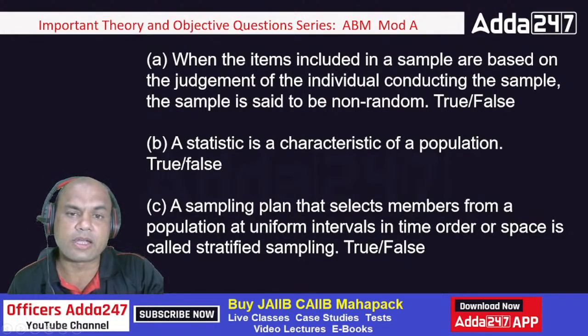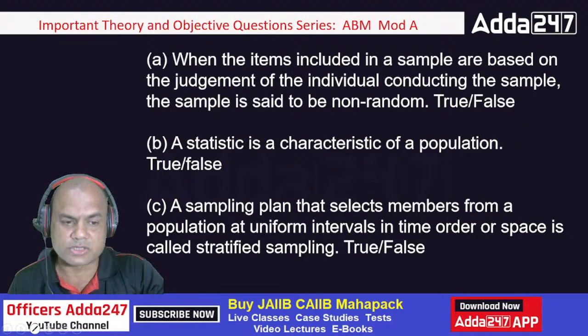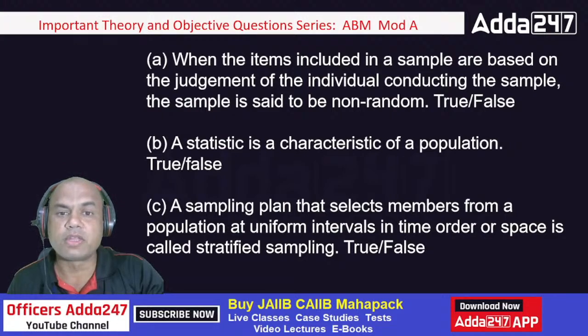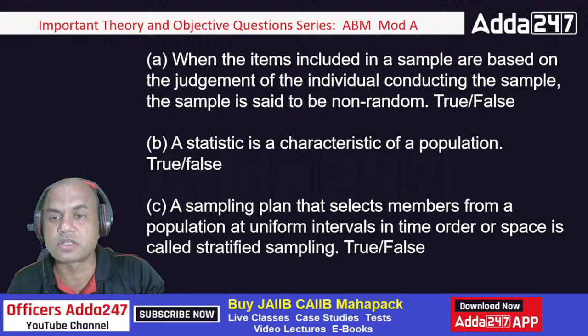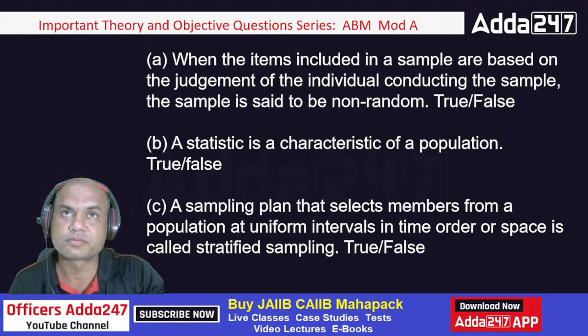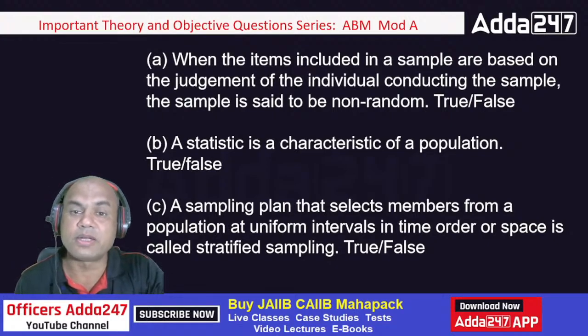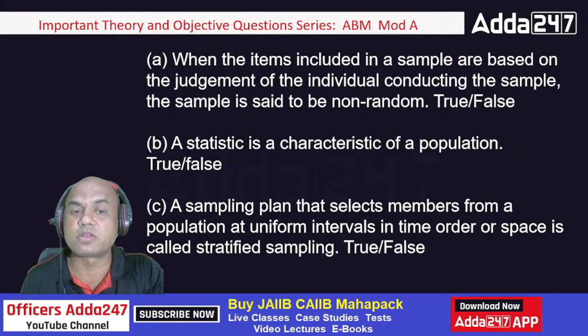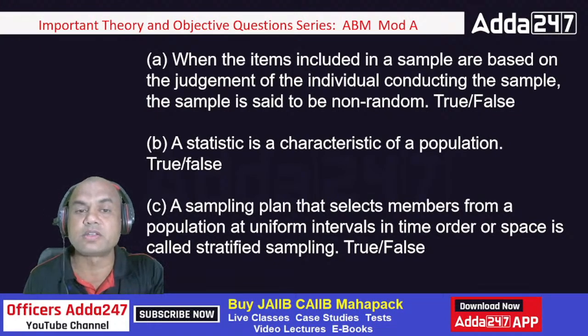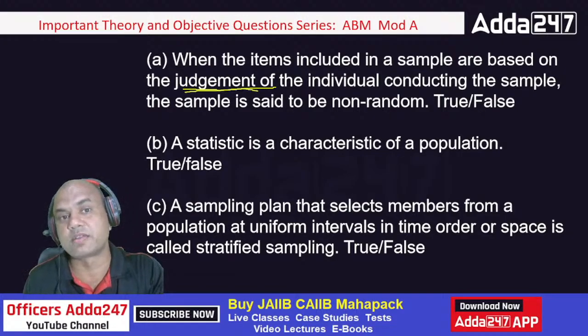Okay, this is basically true or false. But remember, it's not that simple. When the items included in the sample are based on the judgment of the individual conducting the sample, it is said to be non-random sampling. So is it true or false? Judgment of the individual means the one who is doing this survey. It's based on his or her judgment.